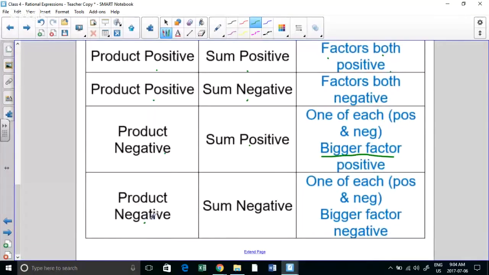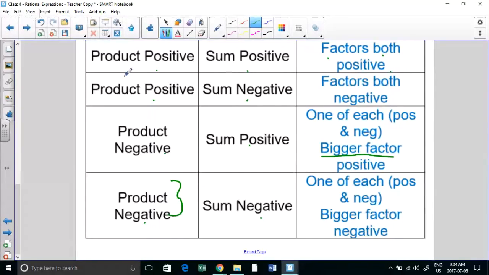If your product is negative and your sum is negative, you're going to have one of each. So one factor will be positive, one factor will be negative. That's how you get a negative product. And the bigger factor will be negative. So again, I just threw a lot of information at you.